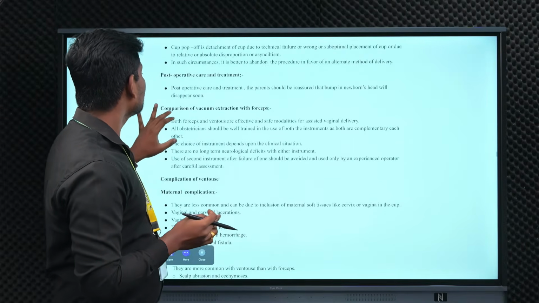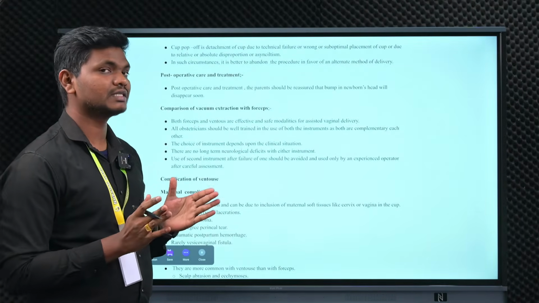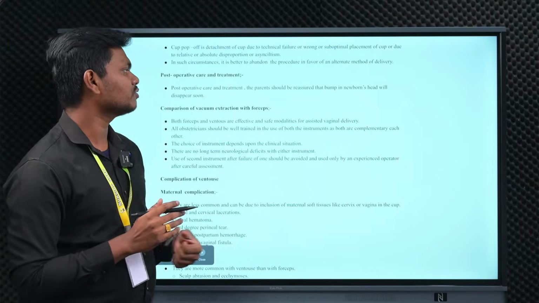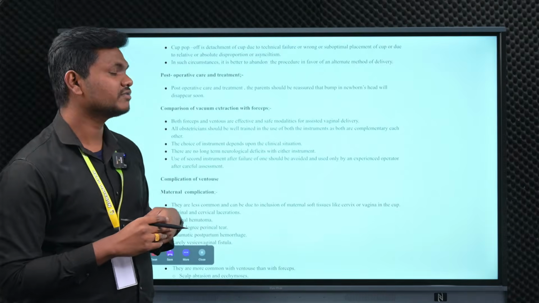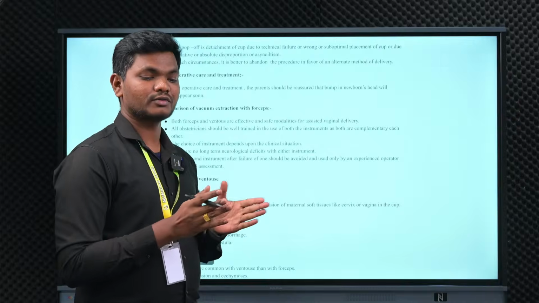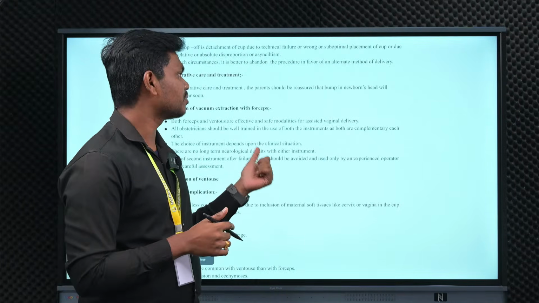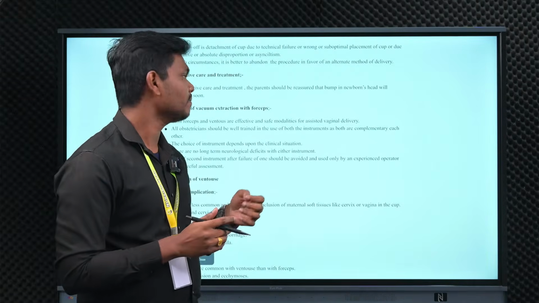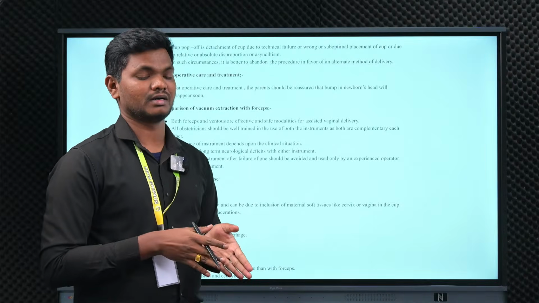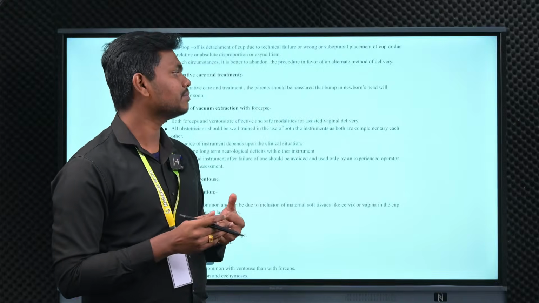Now the comparison of vacuum extraction with forceps. Both forceps and ventouse are effective and safe modalities for assisted vaginal delivery. With the help of forceps also, and with the help of vacuum also, assisted vaginal delivery is effective. But the obstetrician should be well trained in the procedure. That is very important, and both are complementary to each other.